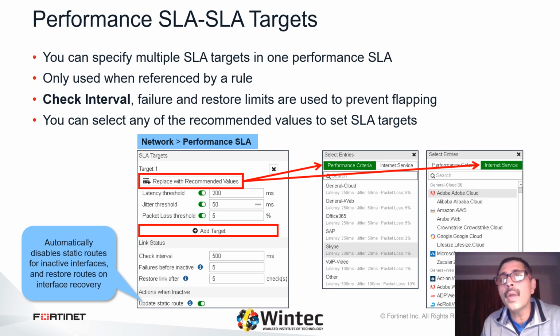This is also where you can set how often the system checks the link status to determine if it needs to transfer the traffic to another link. The failure before inactive and restore link after settings help prevent the system from continuously transferring traffic back and forth between links, a condition known as flapping.